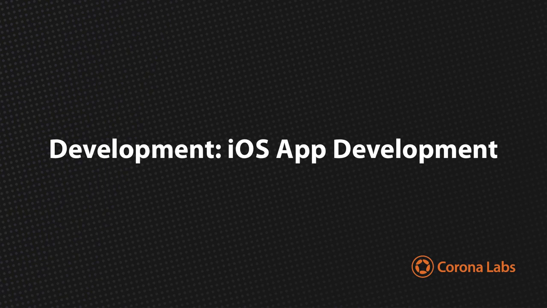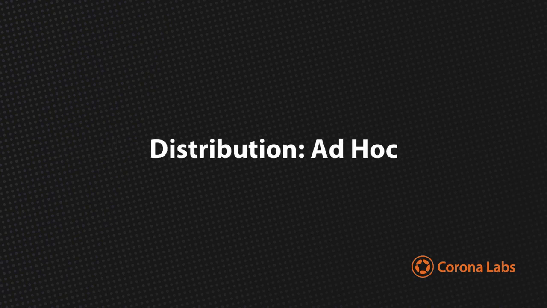Development, iOS app development, is used during development to test on your own devices. This profile type contains extra debugging output for testing using Apple's tools. Distribution ad hoc is used to install your app on a limited number of registered devices. The ad hoc profile is often used for companies to distribute private apps to their employees. In most cases, this profile type is sufficient for testing Corona apps.